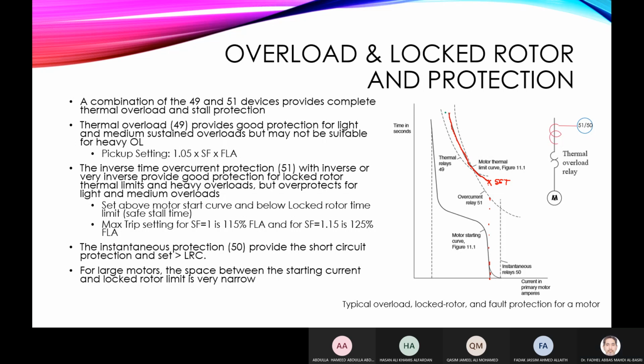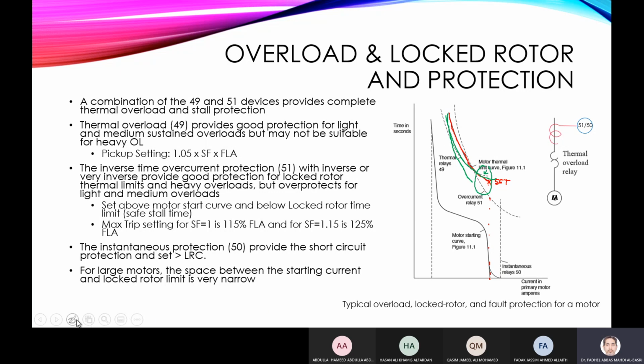I can have an overload that is something like this. Okay, the problem is I cannot have an overload exactly like this. So it might be here. So what would happen here? I will lose the coordination here. When the current is at locked rotor, the overload will not trip correctly. You will exceed the thermal limit depending on just an overload during locked rotor.